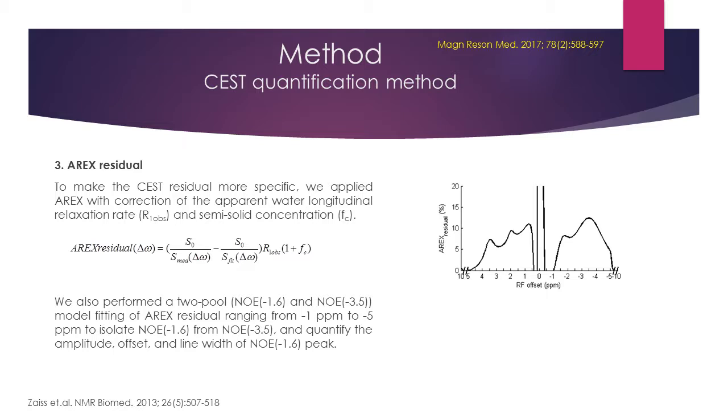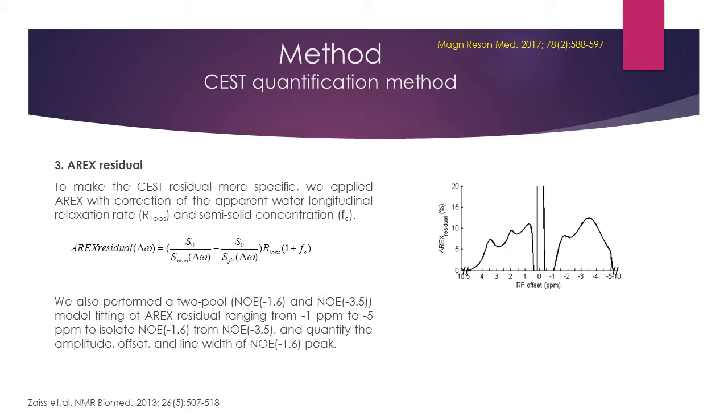However, recent studies by Zaiss indicate that MTR cannot fully remove the background signals. Instead, an AREX method is more specific than MTR. This figure shows the AREX spectrum. Note that the NOE minus 1.6 becomes more pronounced than that in the MTR spectrum in the upper slide. This figure also shows another problem, that the NOE minus 1.6 overlaps with the nearby NOE at minus 3.5 ppm.